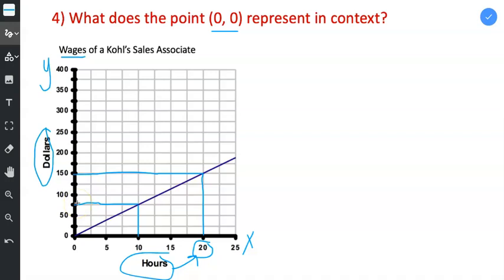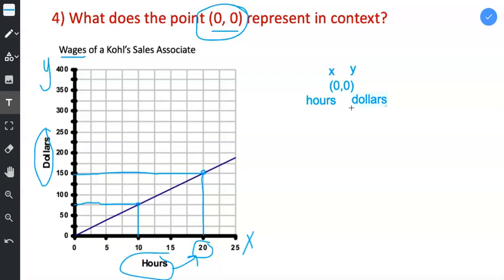Now, we're not trying to just talk about any point we choose along this graph. We actually have to write about the point 0, 0. So what I'm going to do is I'm going to go ahead and type 0, 0, and then I'm going to start labeling X and Y, and then X is hours, so I'll type hours over here on the left, and then Y is dollars, so I'll type dollars on this side.